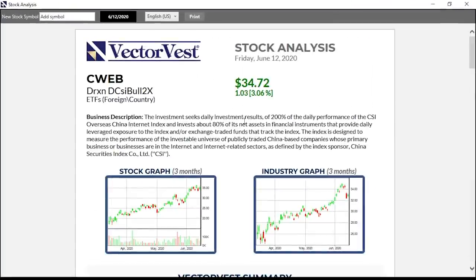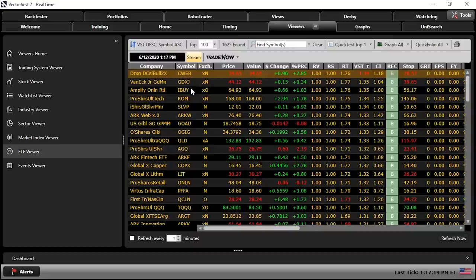The investment seeks the investment of 200% of the daily performance of the CSI Overseas China Internet Index. 200% means that you're leveraged, and I'm going to talk a little bit more about that in this presentation. All right, and invests about 80% of its net assets in financial instruments that provide daily leveraged exposure to the index and/or exchange-traded funds that track the index. So if you want to learn more about each and every individual ETF or contra ETF, you always need to right click on it and use that data. We will break down what each and every ETF does.